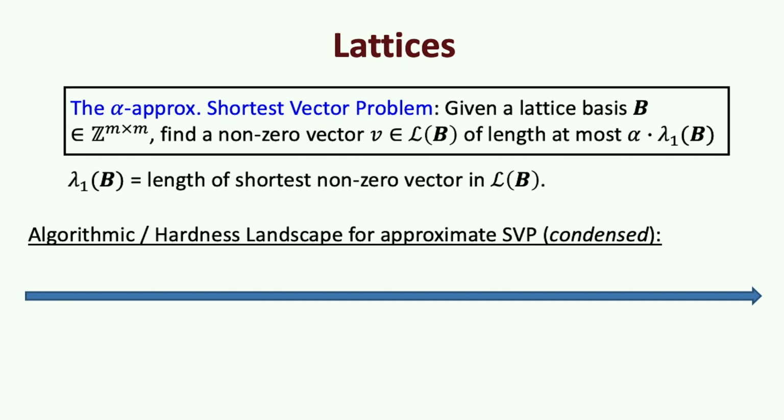Okay, so here is the algorithmic or hardness landscape for approximate shortest vector problem. You can imagine that as the approximation factor increases, the problem becomes easier, and the question is how easy. Alpha equals 1 is the exact shortest vector problem. It's shown NP-hard by Ajtai in a work in 1996. There's a cool story behind this work, actually.